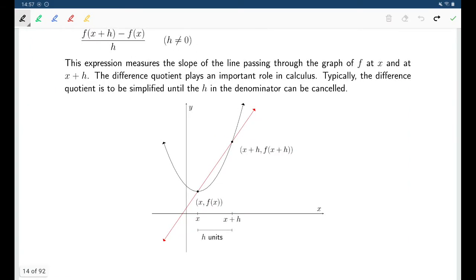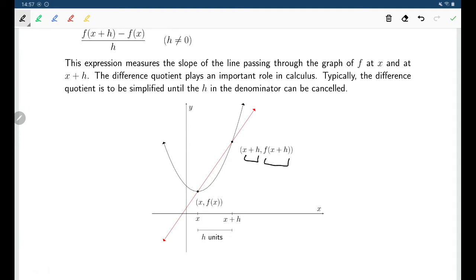So here, if you're imagining this little parabola that I've drawn in black, I've chosen 2 points. So I have 1 point when the x-coordinate is whatever it is, x, and of course then the y-coordinate would be f of x. And my second point I find by going h units to the right. So the next x-coordinate is x plus h, the original x-coordinate plus h units more. So that means for my second point, the x-coordinate is x plus h, and the y-coordinate is f of x plus h.